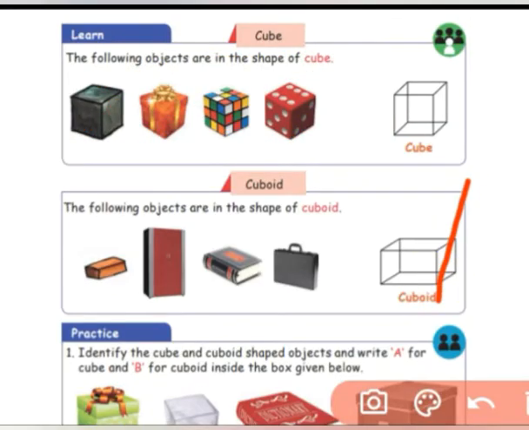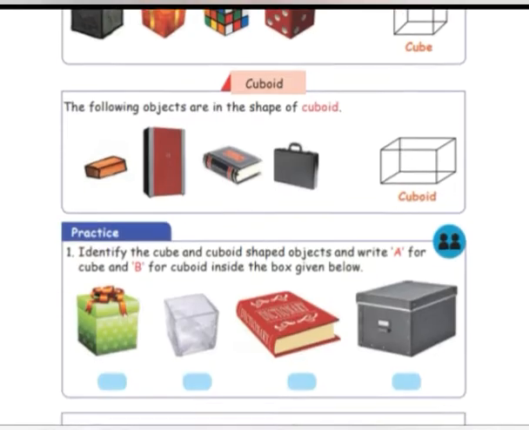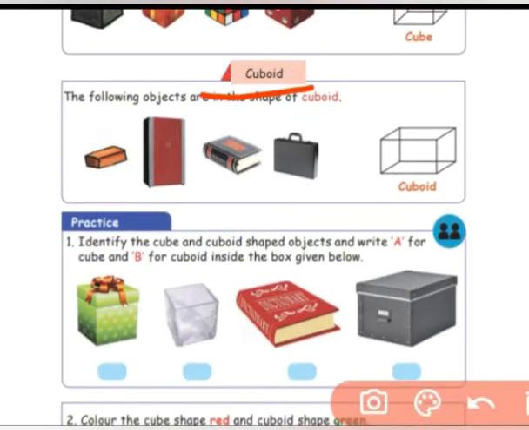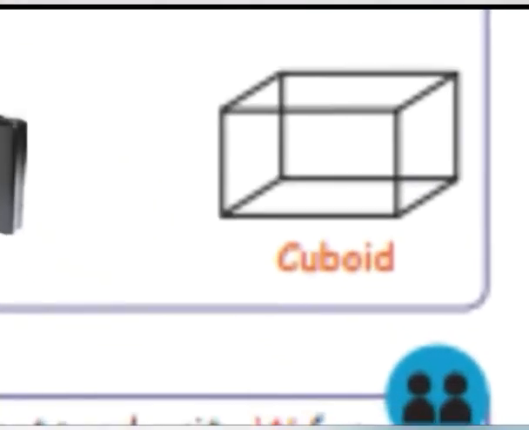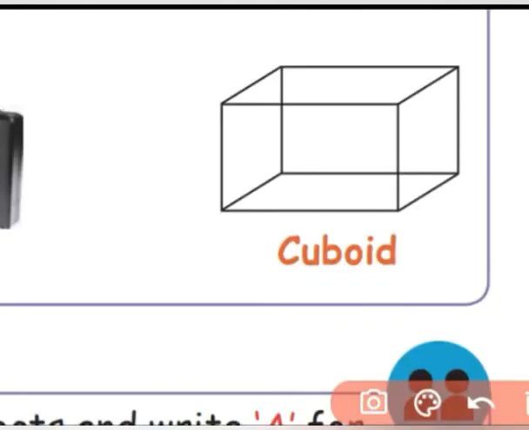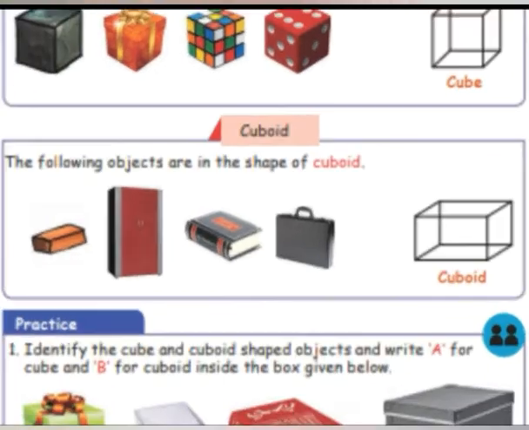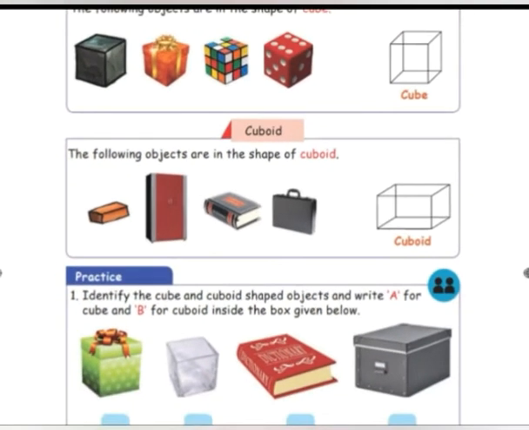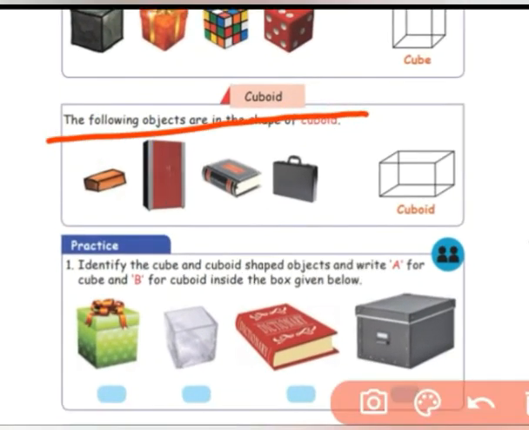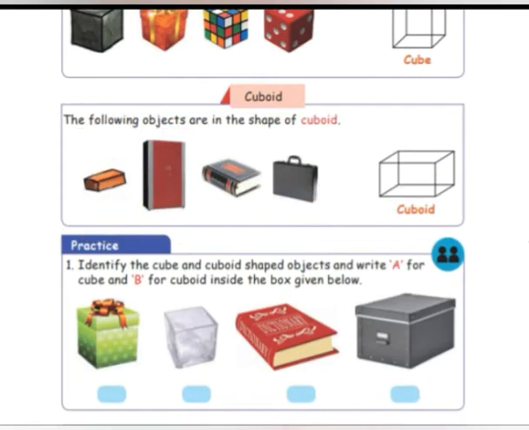Next, cuboid. See, cuboid is a 3D shape. See, it looks like a rectangle. So, this is same like a cube. Cube all sides are equal, but cuboid opposite sides are equal. See this box, file, book, suitcase, all are in the shape of a cuboid.